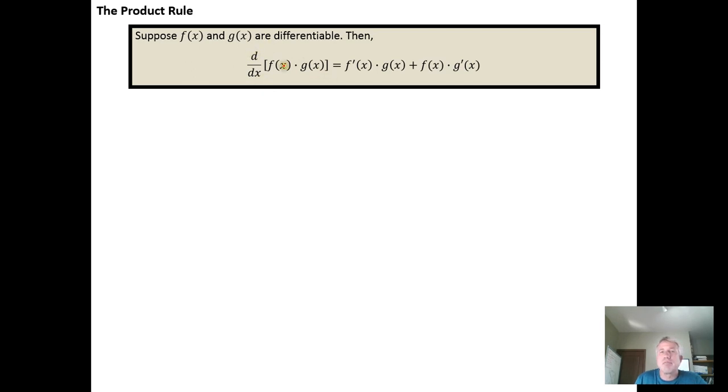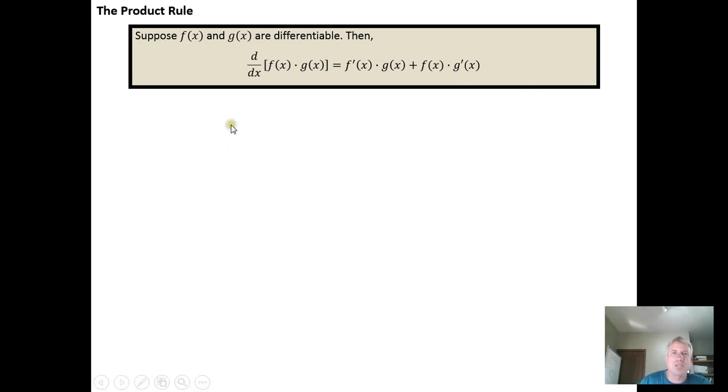So the derivative of a product of two functions, what we're told is that it is going to be equal to the derivative of the first function times the second function plus the first function times the derivative of the second function. And it's kind of a counterintuitive rule. So you really should ask the question, why does the product rule look the way that it does?